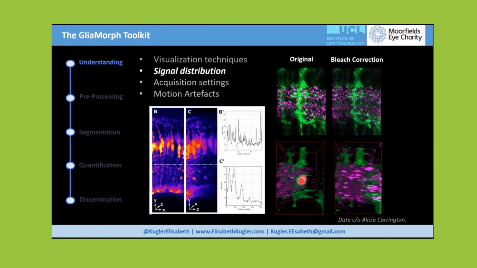And so we address this computationally in the processing by using bleach correction. Obviously there are different approaches to doing this, but this is just showing one example where we have the original and then the bleach correction.